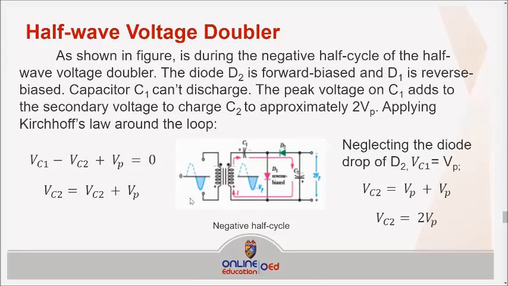Then, ang equation natin, voltage capacitor 1 minus voltage capacitor 2, then plus peak voltage equivalent to 0, then we will get now the value of capacitor 2 equal to capacitor 2 plus VP. Okay. Then neglecting the diode drop of diode 2, equivalent to voltage capacitor 1 equivalent to voltage peak. Okay, formula lang din naman to. Susundin lang natin, kung paano nakuha yung voltage capacitor 2 is equivalent to twice nung peak voltage niya.